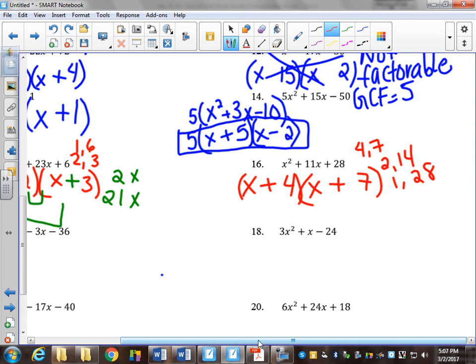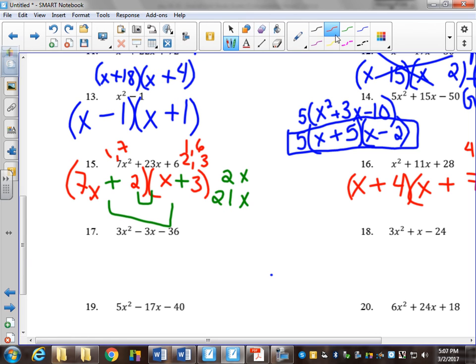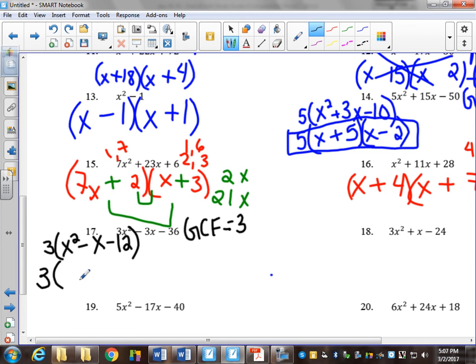Number 17, 3x squared minus 3x minus 36. We can pull a GCF of 3 out. Let's do that first. We pull 3 out, we're left with x squared minus x minus 12. Now we can factor out this inside part. Again, don't forget to bring down that 3.